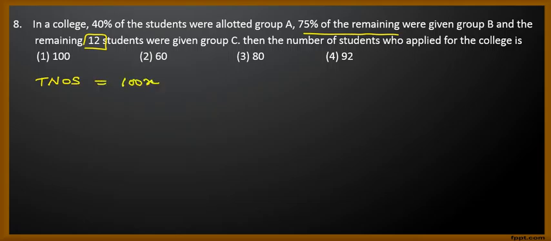Now look into the information which is given in the question. For A, how much is allotted? 40%. What is 40% of 100x? Which is nothing but 40x. What is the leftover? 60x. 100x minus 40x is the leftover.